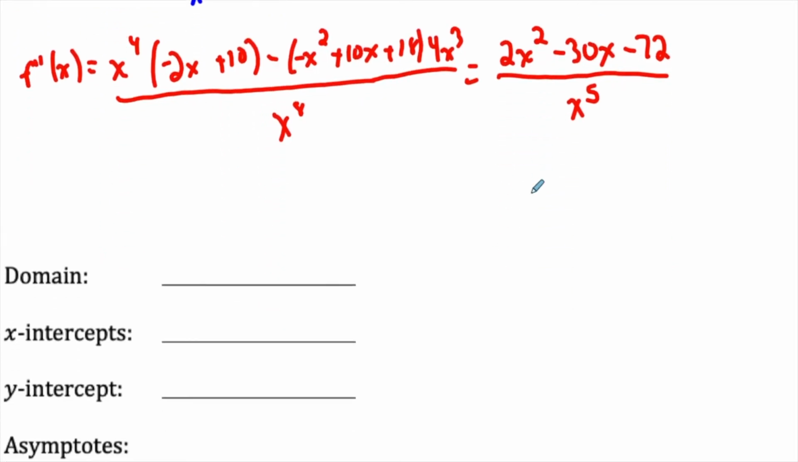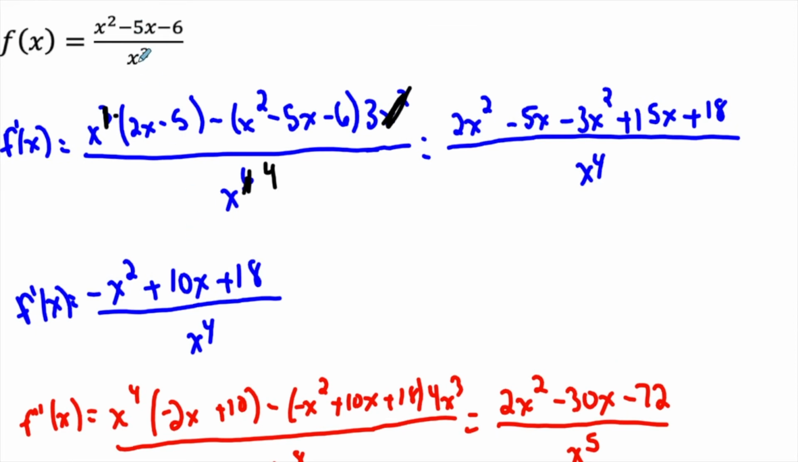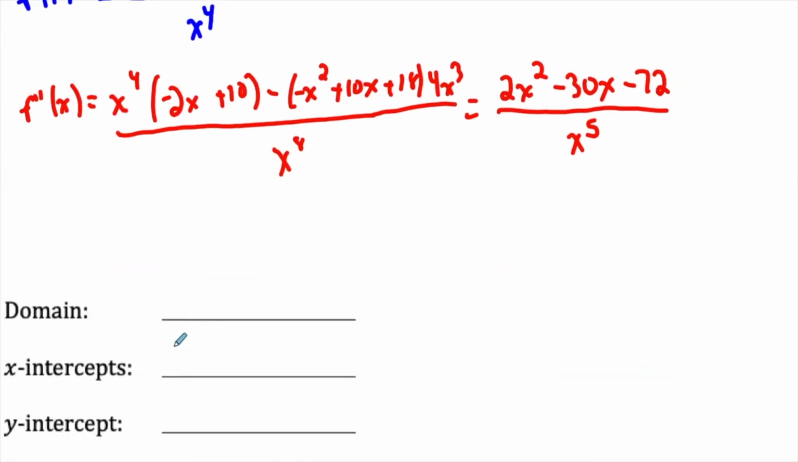So let's go through all of these different parts here now. So let's see what we get. All right, first up, the domain. From our original function, the only thing we cannot use is 0. So the domain here, negative infinity to 0, that's a terrible infinity, but you get the idea. And then 0 to positive infinity.